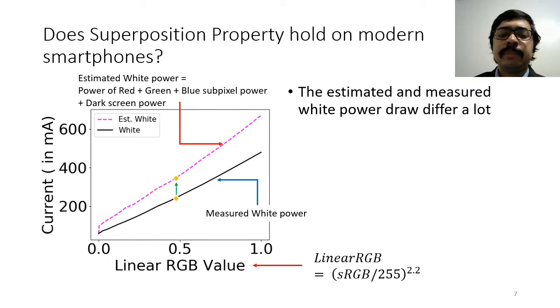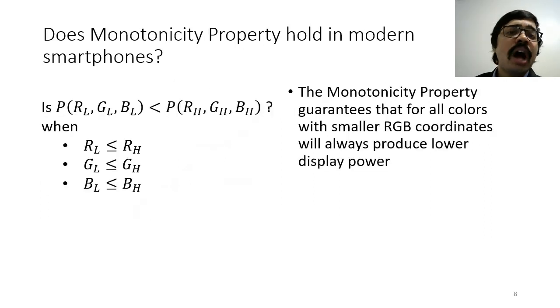Let us explore another important intuition about the pixel power and the RGB coordinate it belongs to. We asked the question whether the screen power consumed by a pixel having a lower RGB coordinate is smaller compared to a color with a higher RGB coordinate. We call this the monotonicity property. This property is essential while designing UI, as the UI designer will take it for granted that always a lighter color will consume more power.